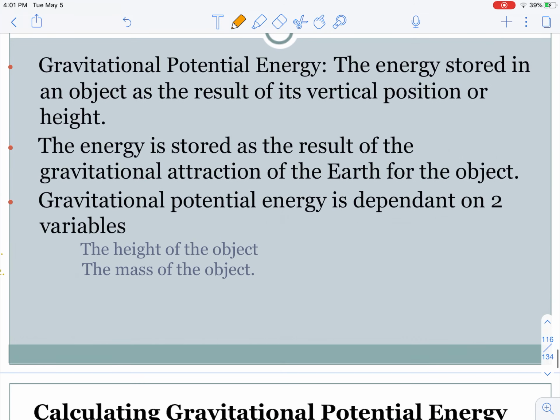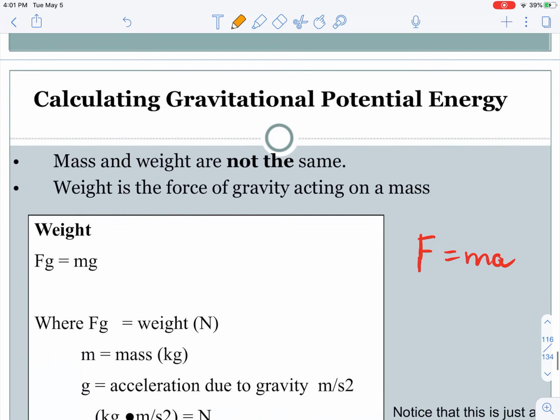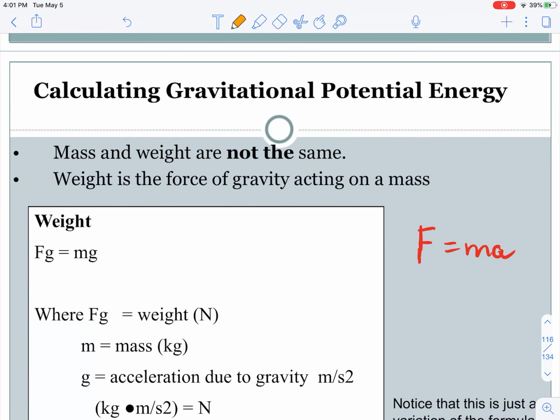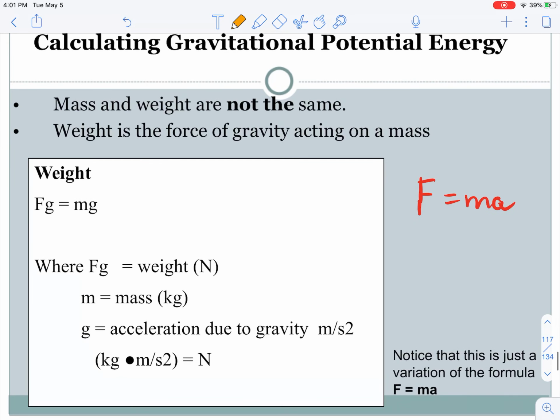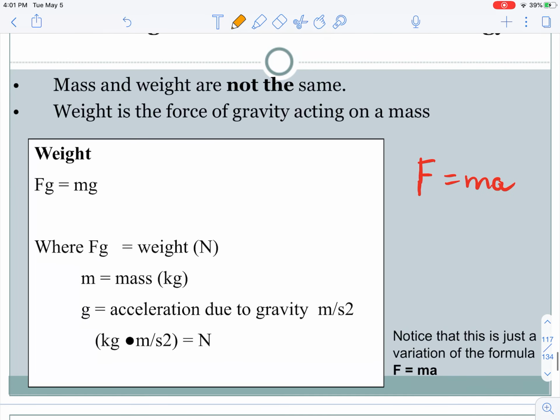And gravitational potential energy is the one we'll work with the most here, and it's the energy stored because of that object's position or height above the ground. And we do have to, in our formula, look at the height and look at the mass of the object. Weight is how much gravity is pulling on something from grade 7. And mass is the matter in that object.